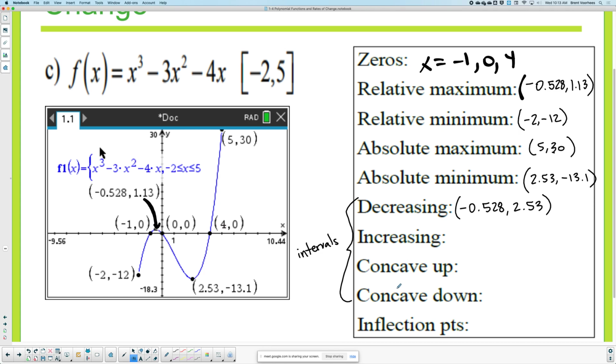Okay, is it decreasing anywhere else? No? Okay, what about increasing? Chris, what did you say there? It's increasing twice? Perfect. Where's the first interval it's increasing from? -2 to -0.528. Okay, what do you do if you have two intervals? You do the Union. So it's increasing here or where else? 2.53.